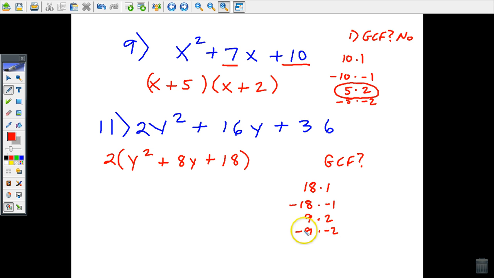Okay, well, so far I haven't found any of these that add up to positive 8. All right, those don't add up to positive 8, and I think I've gotten all of the factors of 18. And so I can't factor this as two linear binomials multiplied together. I factored out a GCF, and that's as far as I can go. So that is my factored answer.